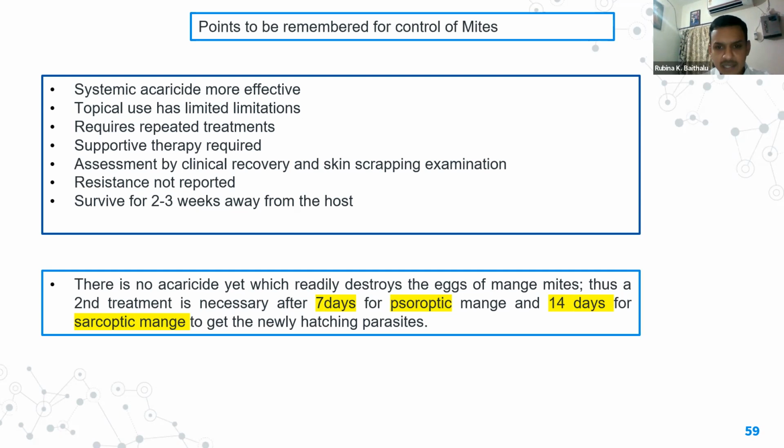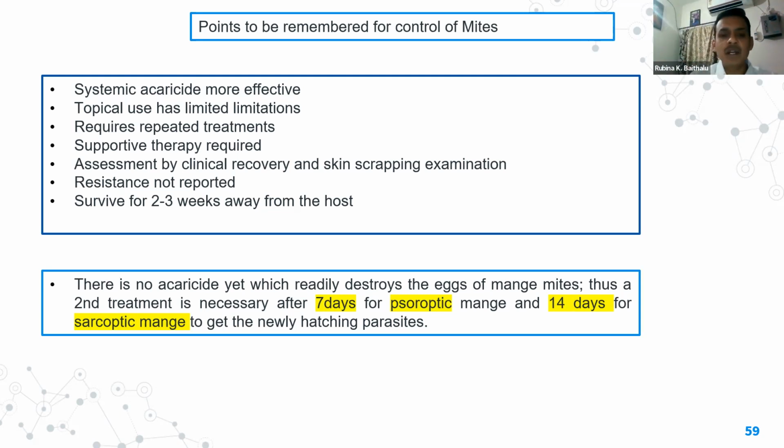Whenever you go for any acaricide treatment for mites, in the case of psoroptic mange the treatment is necessary at 7 day intervals, whereas in the case of sarcoptic mange the treatment should be repeated after 14 days. This should be kept in mind.